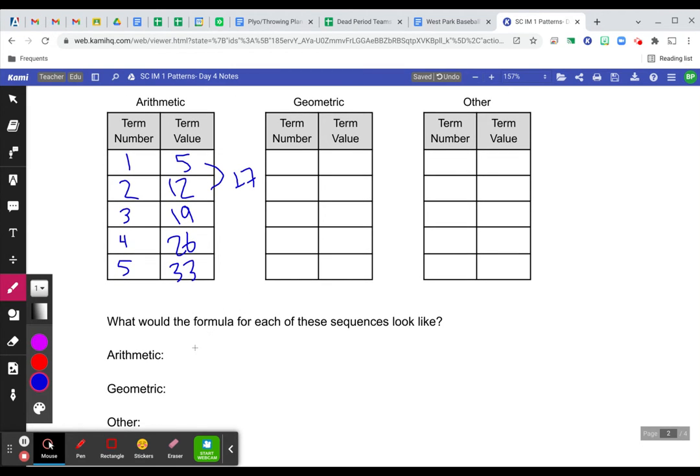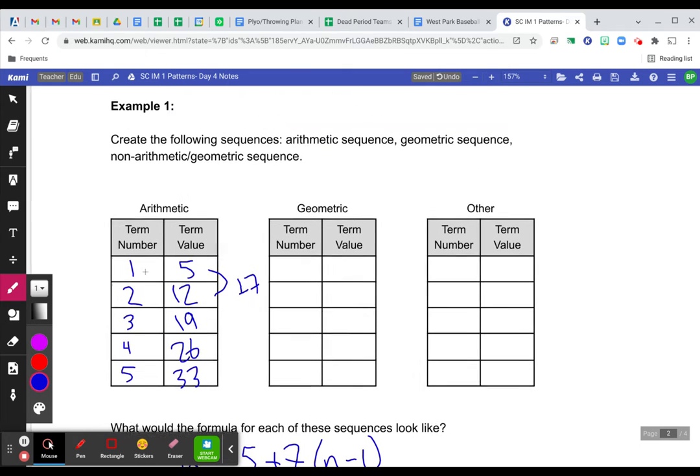Now, what would the formula for each of these sequences look like? Well, let's do arithmetic first. Let's knock that one out. So for our arithmetic, remember we start with a sub n, and then we are going to take the value of the first term, which is 5, and then we are going to add the common difference, 7, n minus 1 times. So that's going to be our formula there.